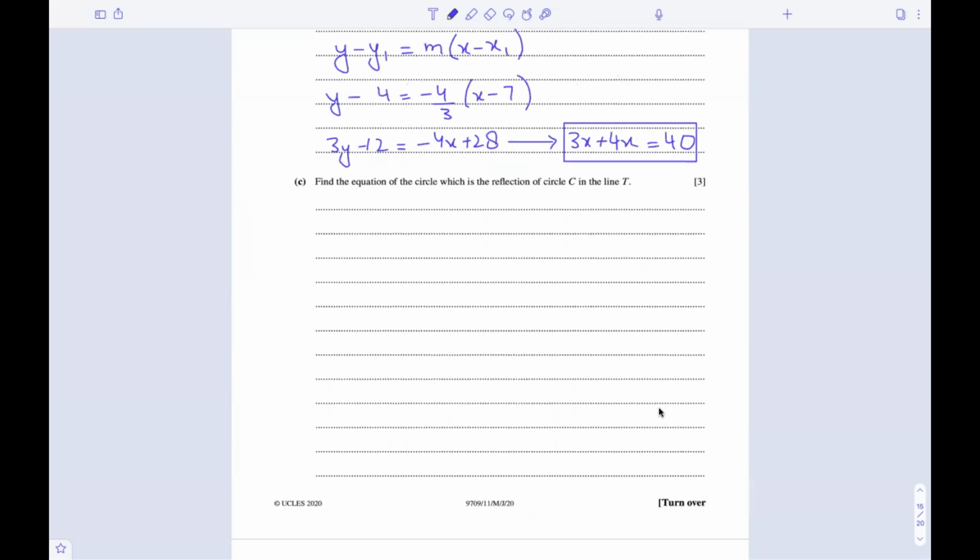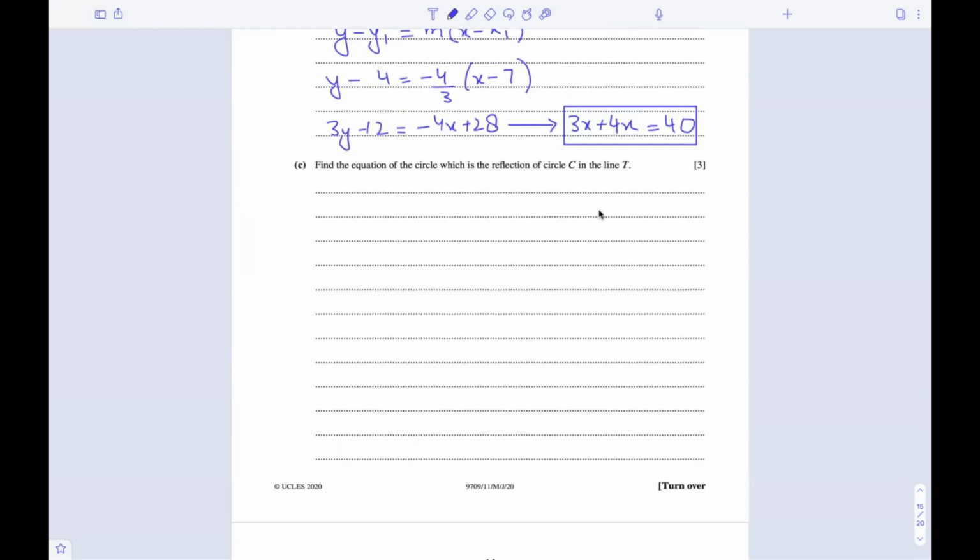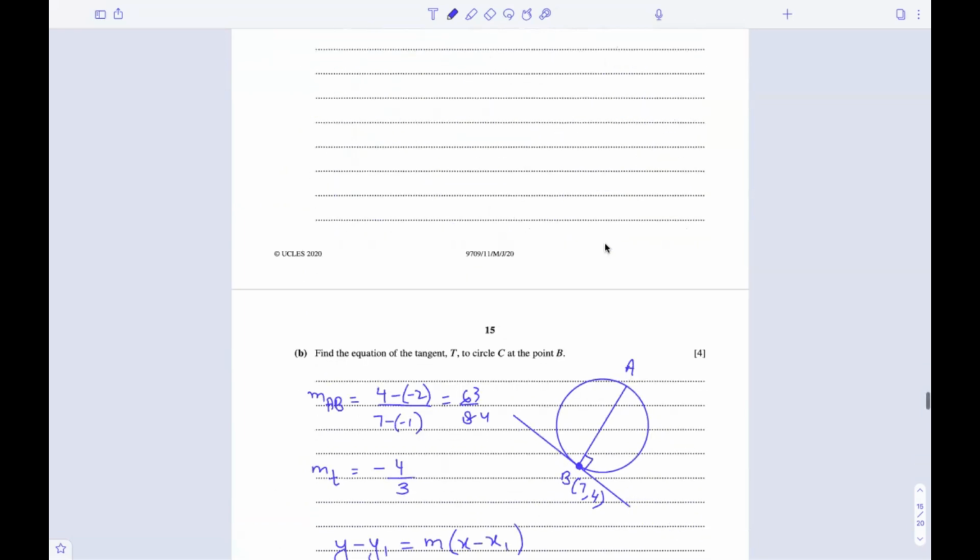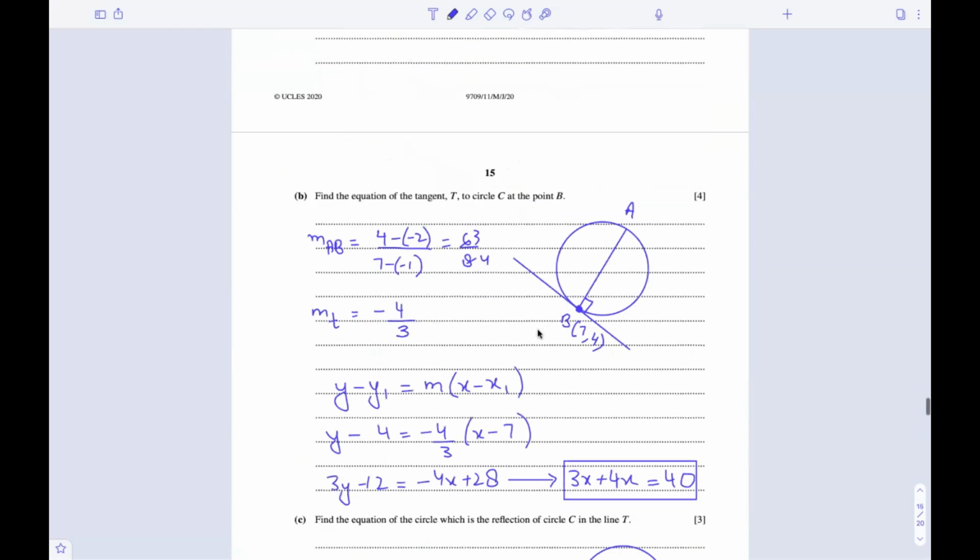In part C, we have to find the equation of a circle which is a reflection of the circle C in the line T. We know that the line T is a tangent. Let's say this is circle C and this is the tangent. And we have to find the equation of a circle which is a reflection in the line T. So we know that this point B is 7, 4. We know that the center of the circle is 3, 2.